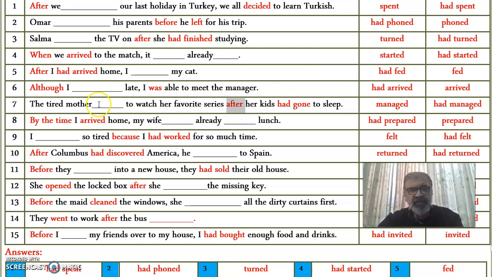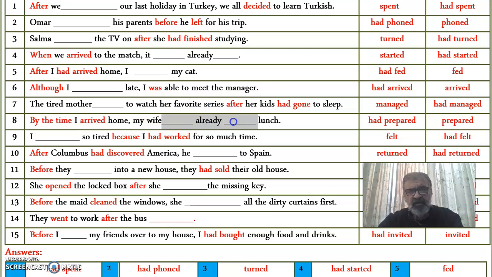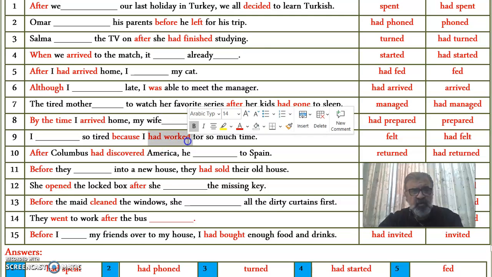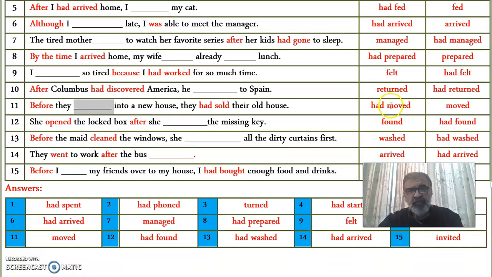Now, after, preceded by action 2, managed, followed by action 1, had gone. By the time, arrived, action 2, so we should have action 1, had already prepared. Because, preceded by action 2, then action 1. So felt, had worked. After Columbus had discovered, that's action 1, he returned to Spain, that's action 2. Before, followed by action 2, so we say before they moved, and then action 1, had sold.